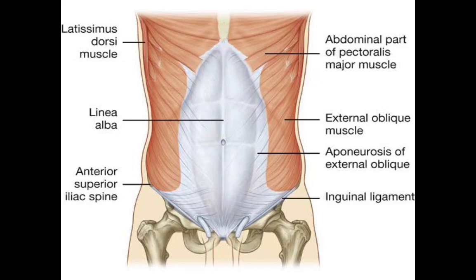Now this rectus sheath is an aponeurotic sheath which envelopes the rectus abdominis muscle on each side of the linea alba. And not only that, this sheath acts as a retinaculum and prevents the muscle from bowstringing. Bowstringing means it will not allow the muscle to pop out or to protrude out.